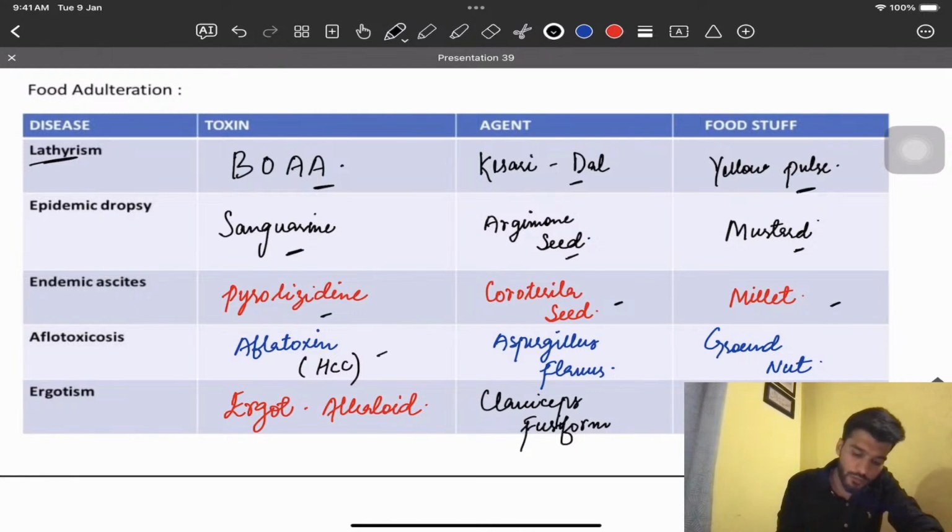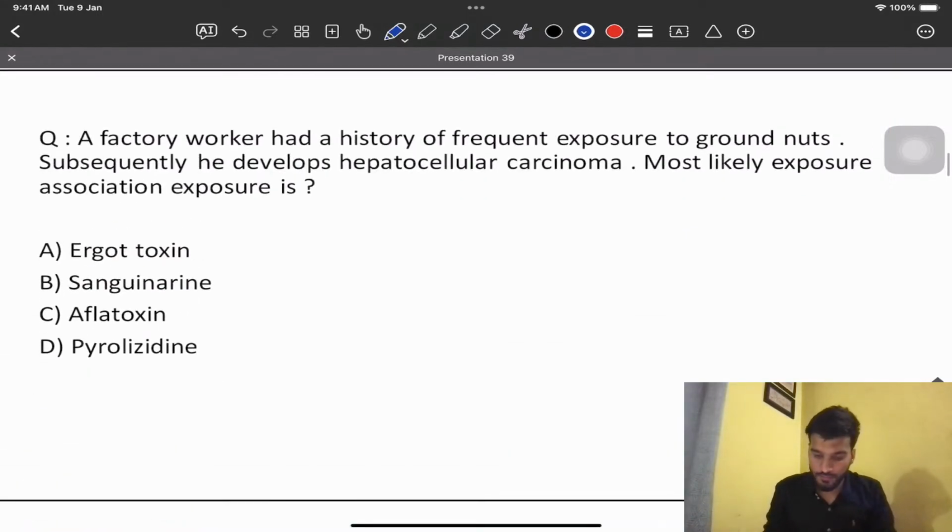If I talk about aflatoxicosis, the toxin is aflatoxin, which is associated with hepatocellular carcinoma. The agent is Aspergillus flavus, and the food stuff is groundnut. If I talk about ergotism, guys, there is a toxin, ergot alkaloid. The agent is Claviceps purpurea, and the food stuff is flowering plants.